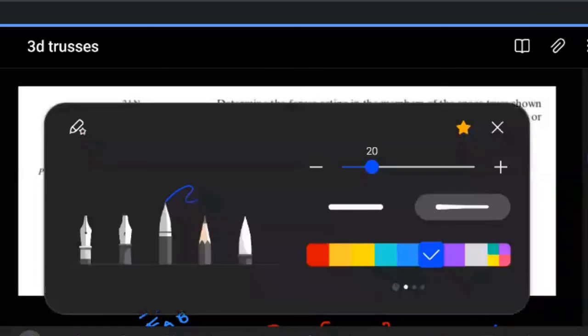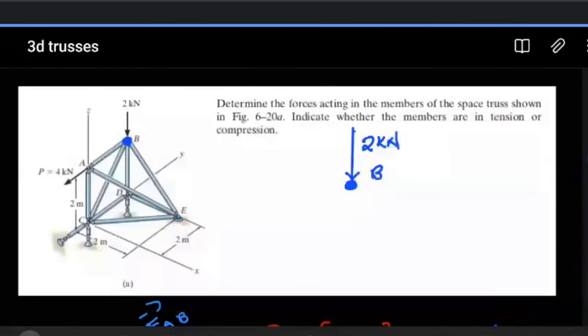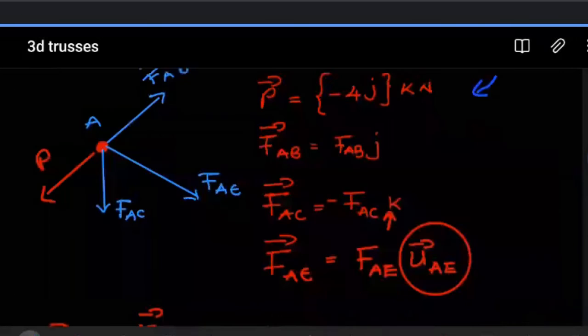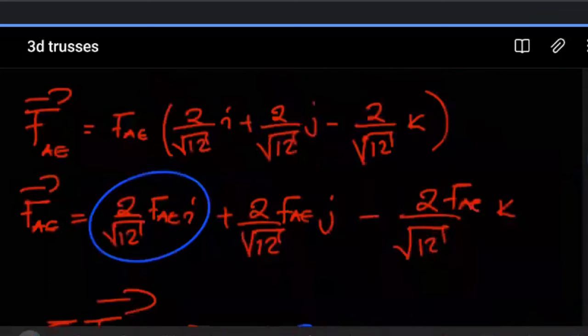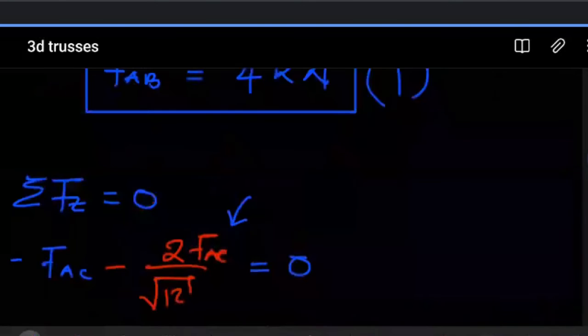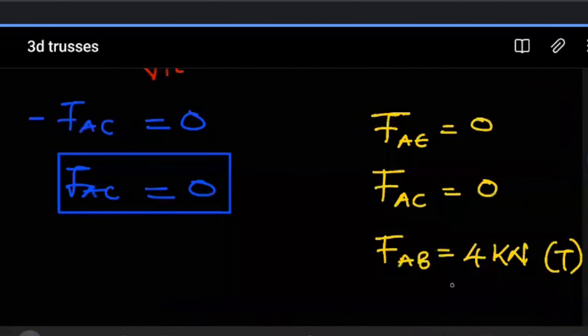Now I want to indicate the other 3 forces, and these are the forces in the members. So I have AB, and remember I already found the force FAB, and according to our calculations in the previous case, FAB turned out to be 4 kilonewtons. Now, where was it pointing? Was it pointing toward the joint or away from the joint? Do you remember?